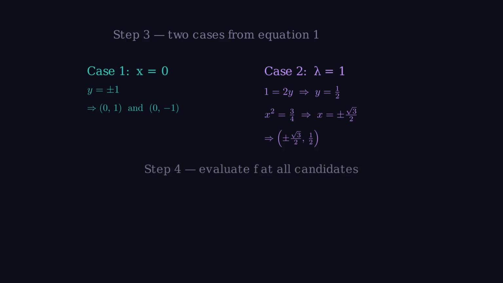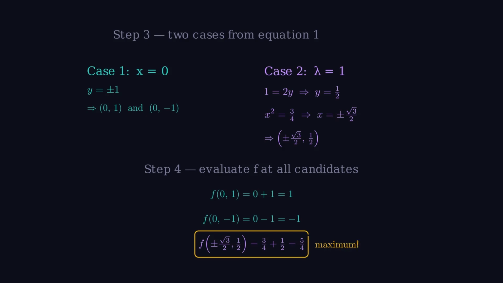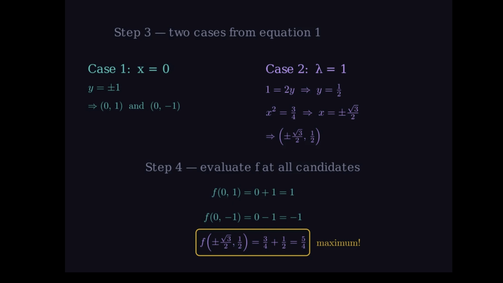Now we just have to evaluate f at each one. At (0, 1), f equals 1. At (0, negative 1), f equals negative 1. At (plus or minus root 3 over 2, 1 half), f equals 3 quarters plus 1 half, which is 5 quarters. The maximum is 5 over 4, achieved at both points where x equals plus or minus root 3 over 2 and y equals 1 half. Notice we never needed lambda's actual value.